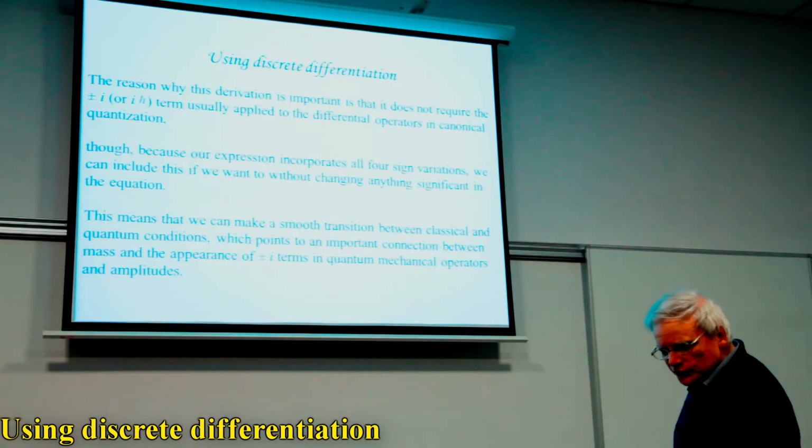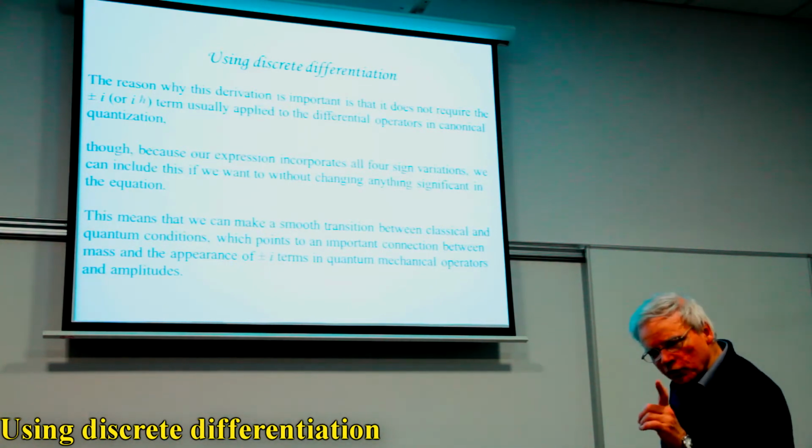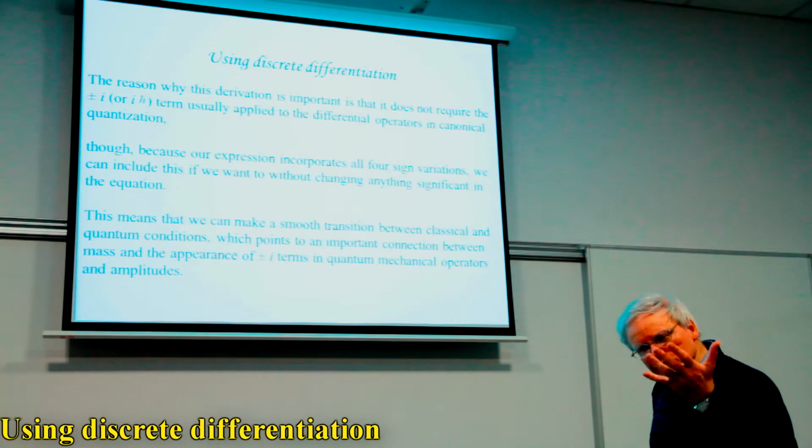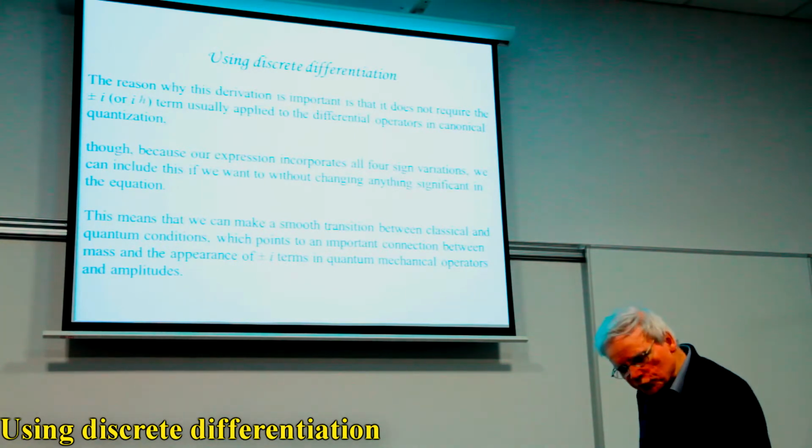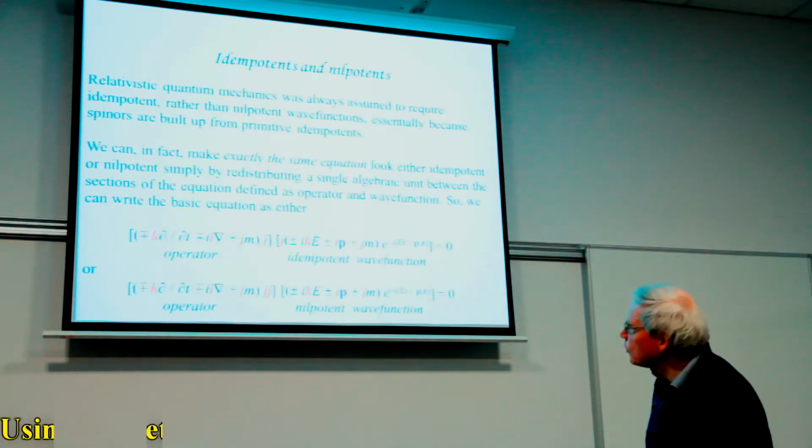It gives us a smooth transition between the two regions, but only for discrete differentiation. So you're saying if there's a discreteness in it, then it automatically transits to the quantum version.